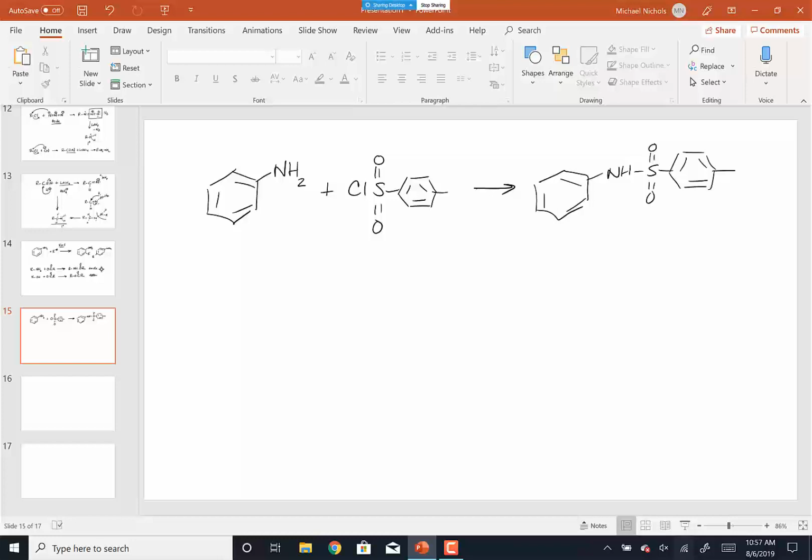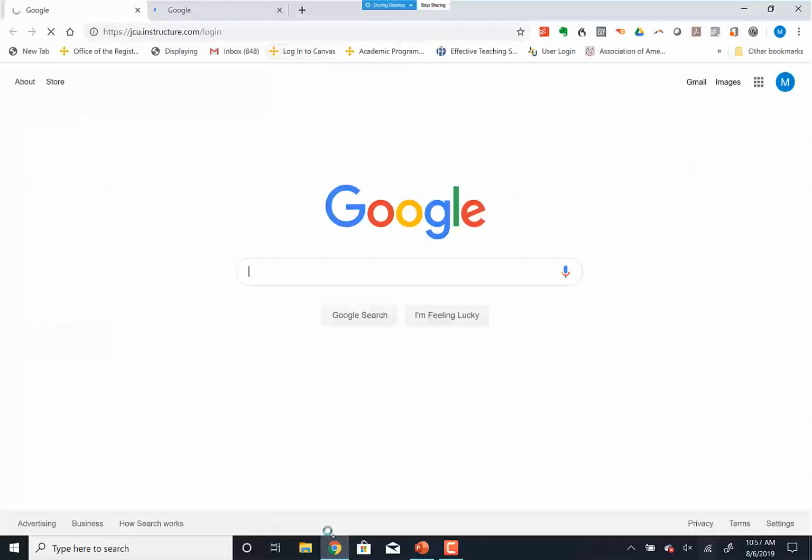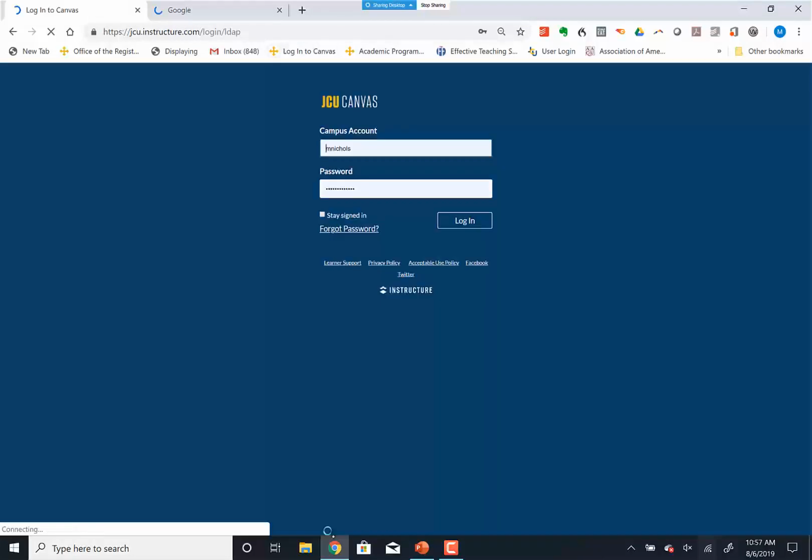Which might be something useful to make. Now there is an entire synthesis of nitrogen compounds that I'll show you.